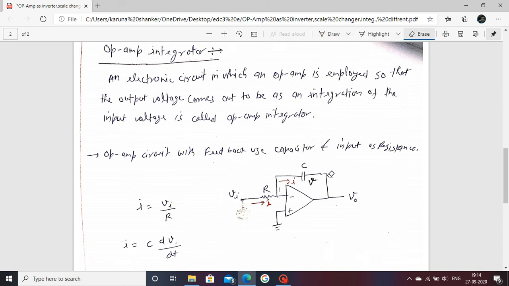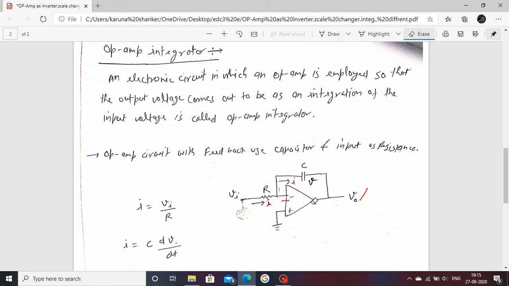Now let's see the equation form. The input Vi is applied to the negative terminal and the positive terminal is ground. Current flows through the resistance R, and the same current also flows through the capacitor. Due to the virtual short circuit, no current flows inside the op-amp. The output voltage comes across the capacitor. Whatever the voltage across the capacitor is also represents the output voltage.